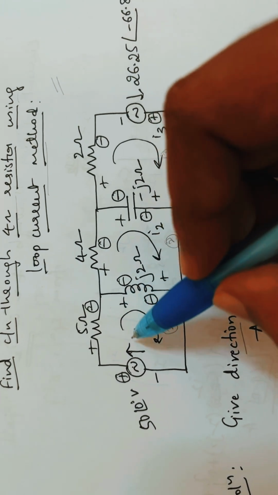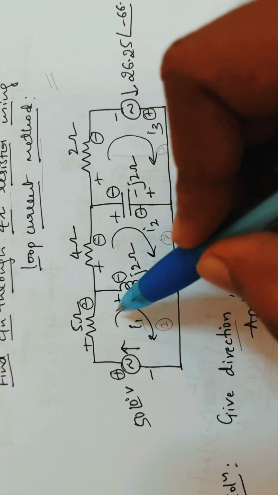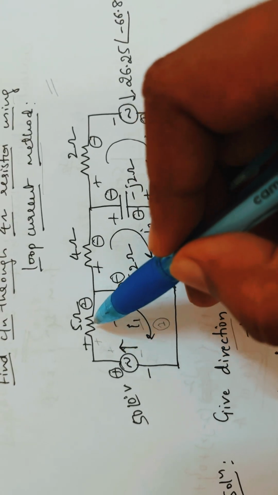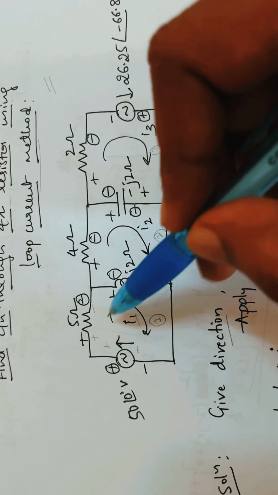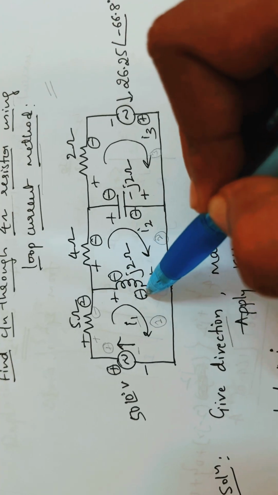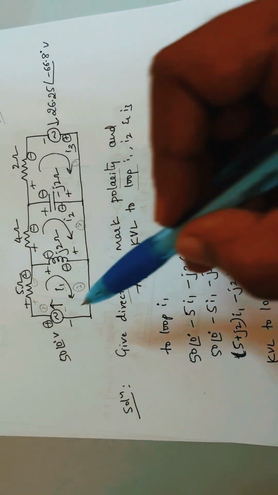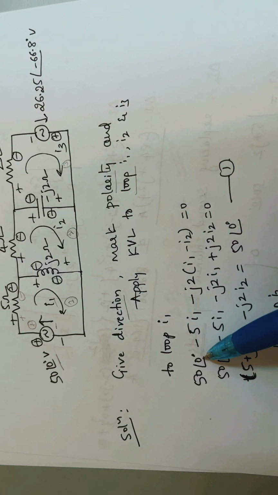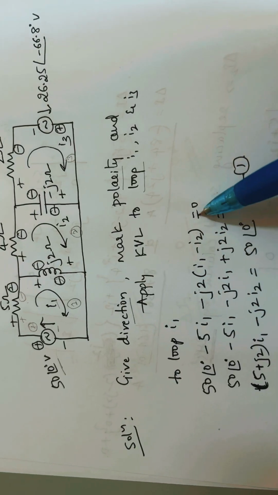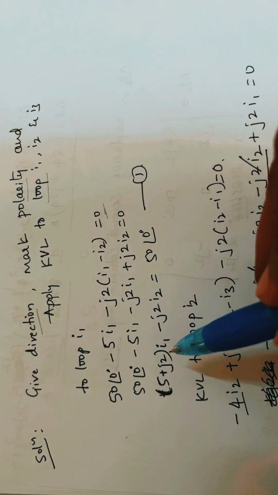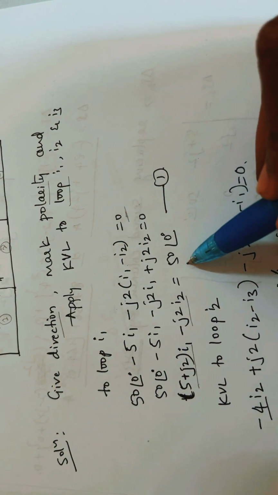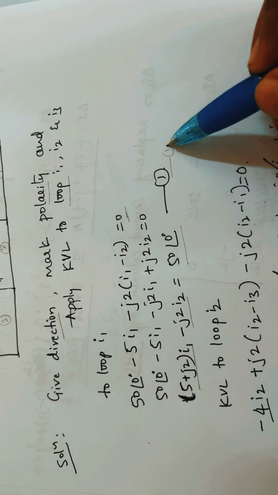So you can apply KVL to the first loop now. The current is flowing in a clockwise direction. You can see here the arrow they have given, minus and plus. Through the resistor current is flowing from plus to minus, plus to minus. Based on the direction of the loop I am marking the second polarity, that is plus, minus, minus. Then I am writing the equation. Plus 50 at an angle of 0 degree, minus 5 I1, minus j2 into (I1 minus I2) equals 0. After simplification, you will get (5 plus j2) I1 minus j2 I2 equals 50 at an angle of 0 degree. I am giving this as equation number 1.